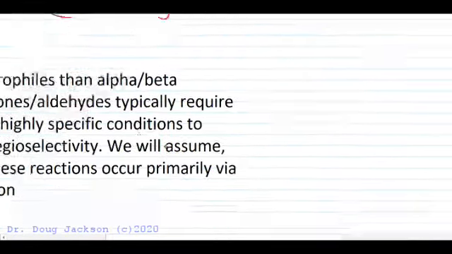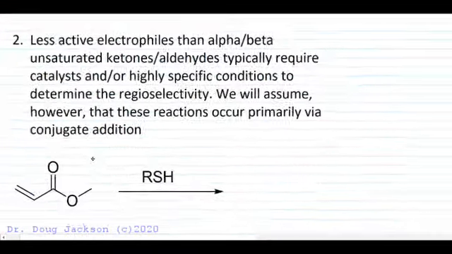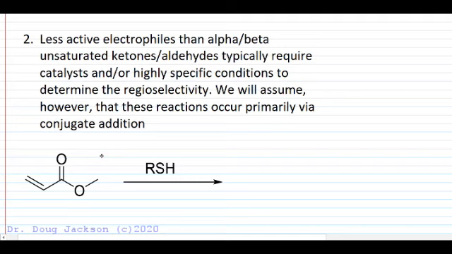One more topic here, just as a point. Less active electrophiles, so electrophiles that are less active than unsaturated ketones and aldehydes. This is from our carboxylic acid derivatives. So esters, nitriles, and amides, tertiary amides, all of these being less active tend to favor conjugate addition. Okay, so we include them here.